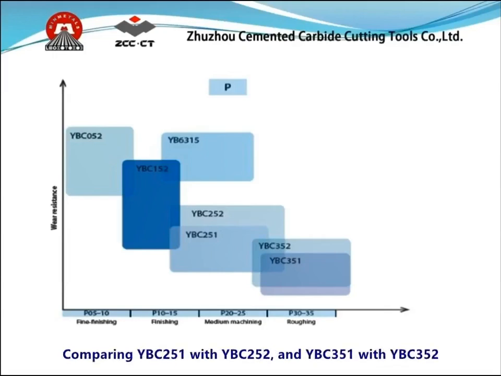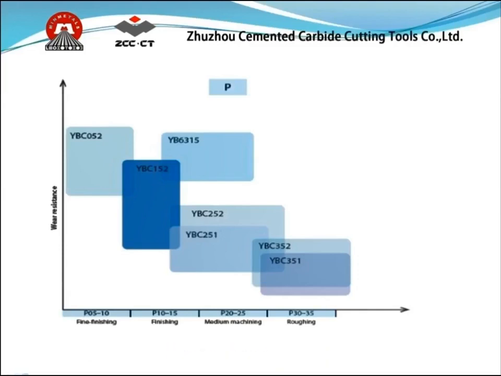Comparing YBC 25.1 with YBC 25.2 and YBC 35.1 with YBC 35.2, we can clearly see the second generation's CVD grades have higher wear resistance and larger coverage, hence wider capability. YBC 15.2 is for finishing with excellent wear resistant capability, and YBC 052 here, with high wear resistance but low hardness, is clearly for fine finishing applications with low cutting speeds and cutting depths.